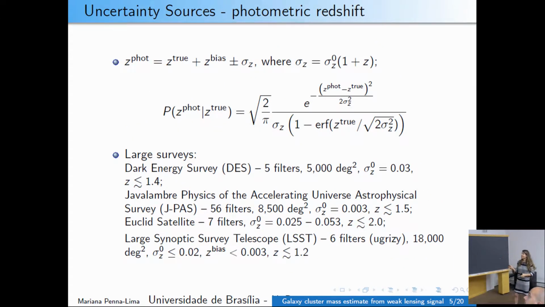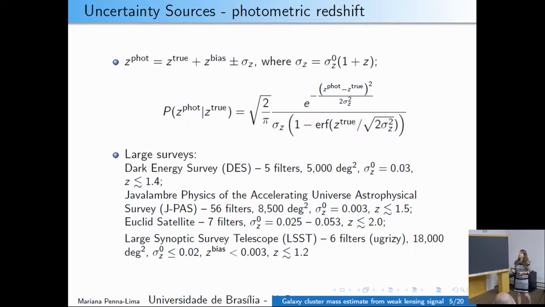So next, we have another source of uncertainty: photometric redshift. Usually people model this uncertainty in the analysis by giving a Gaussian distribution of obtaining this photometric redshift given the true one, okay? And then we have to include the bias that you probably have, and the sigma, the standard deviation, which is described as a function of redshift and described like this.